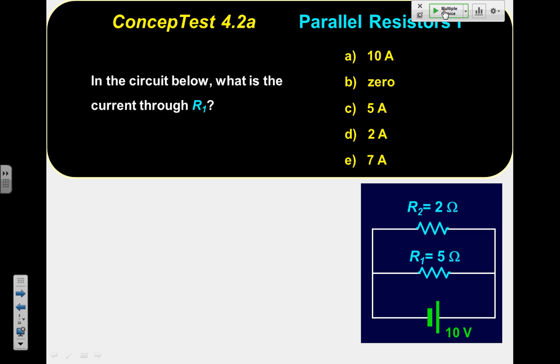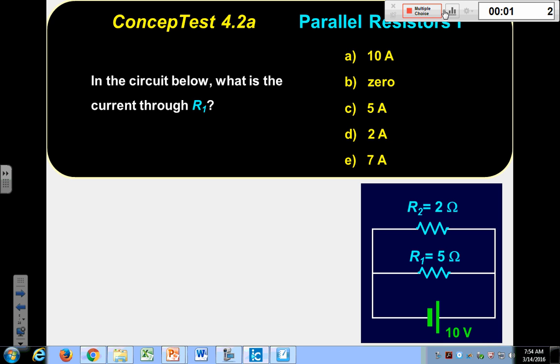What is the current through R1? Remember, resistors in parallel act independently of one another, and it's as if each resistor is hooked up individually to the battery.